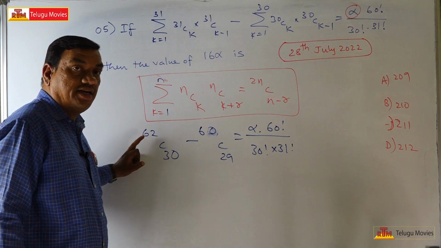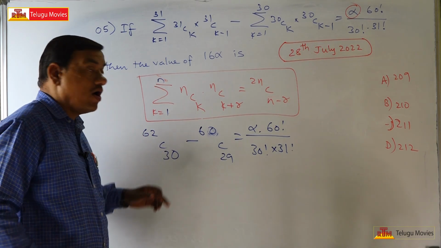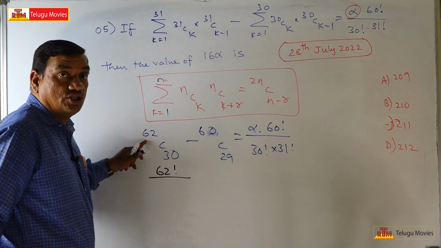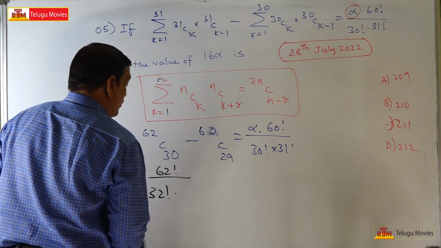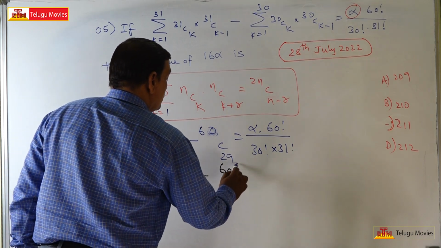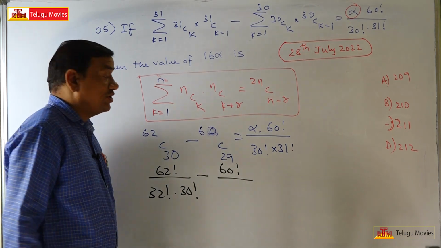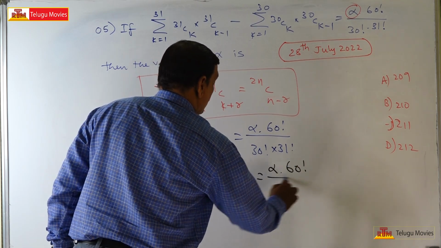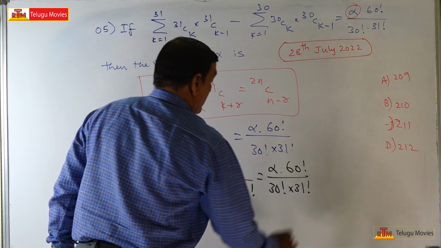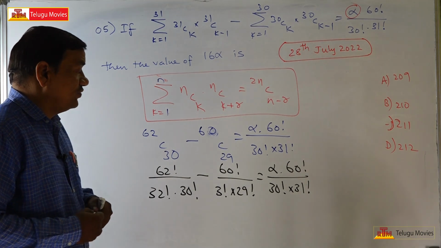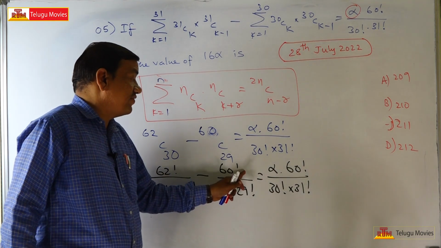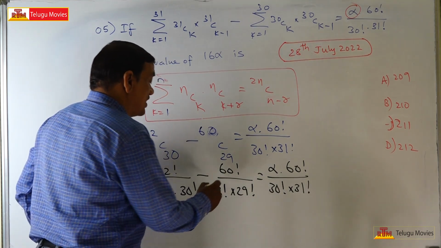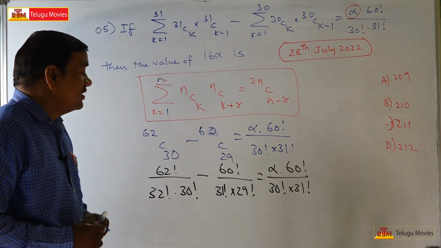So dear students, here see here 62C30, that means NCR formula. So what is NCR formula? N factorial, that means 62 factorial upon 62 minus 30, that is equal to 32 factorial times 30 factorial, minus 60 factorial by 60 minus 29 factorial, that is equal to 31 factorial times 29 factorial. It is alpha into 60 factorial by 30 factorial into 31 factorial.